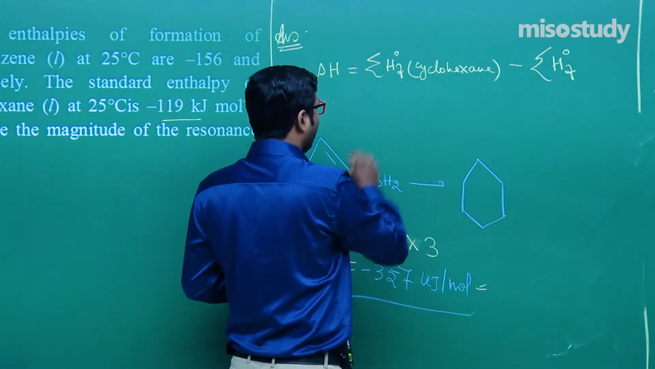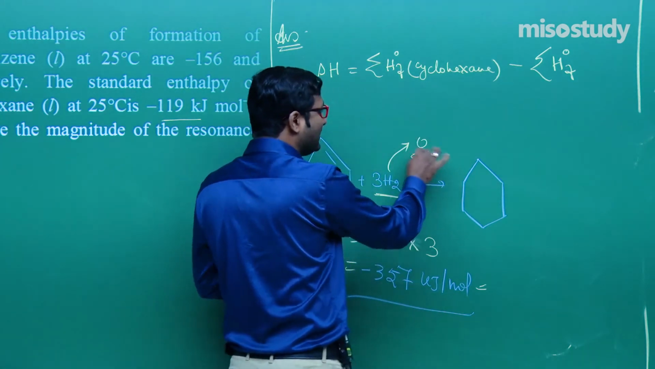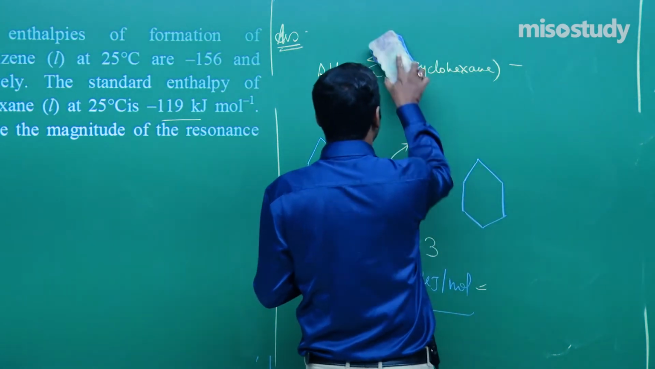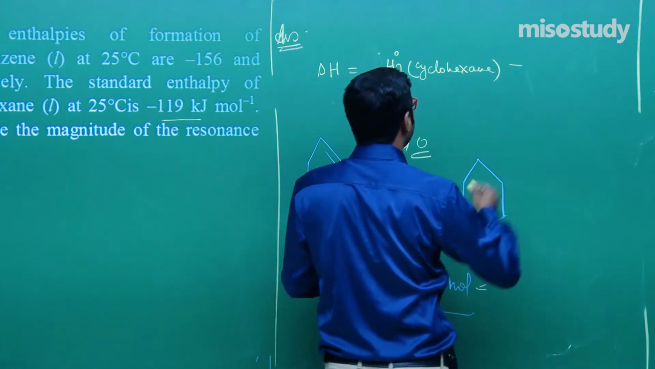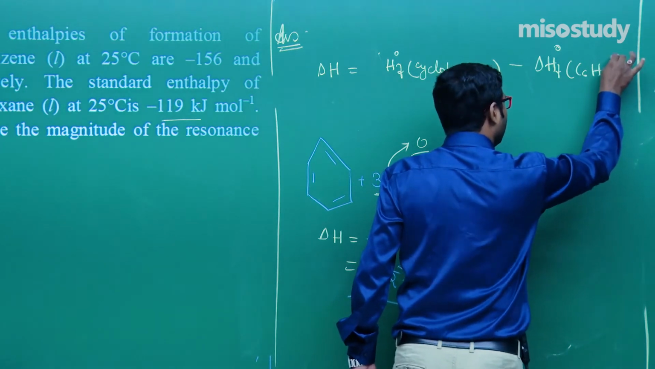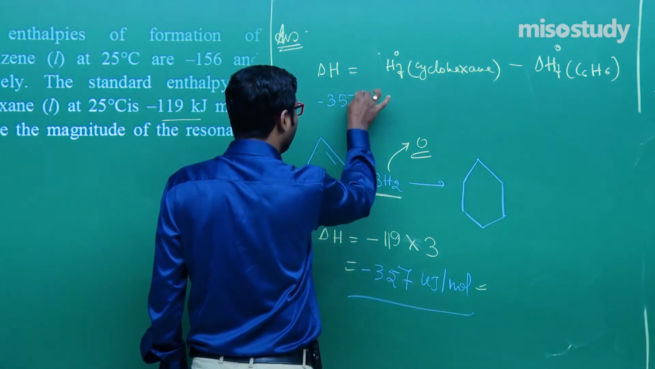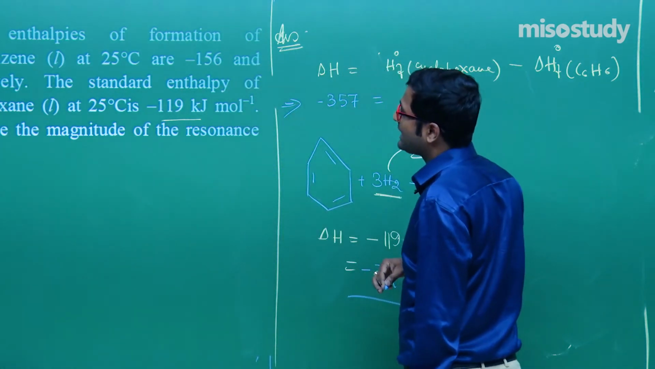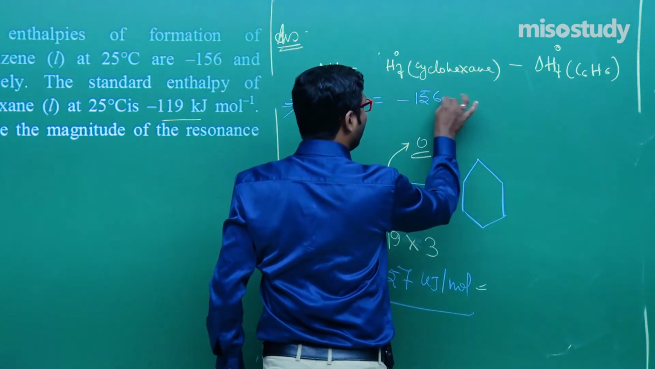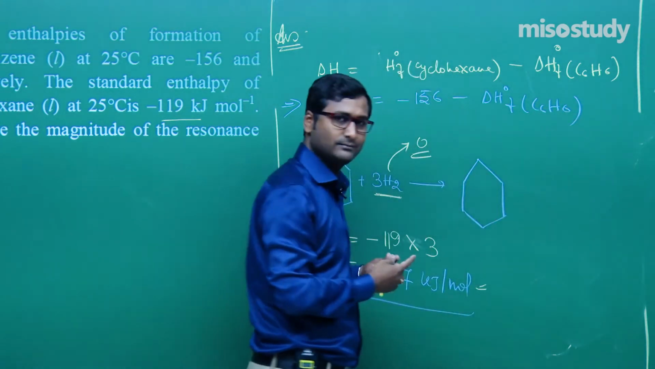Now look here. In this case there are 2 reactants, but it is standard condition, so the heat of formation is taken as 0. So what will happen? Directly we can write the delta H formation of cyclohexane and the delta H formation of benzene. Clear? Now put this value: delta H is equal to minus 357, equal to, what is the value of cyclohexane formation? That is minus 156 minus delta H formation of C6H6. Is it clear to you?